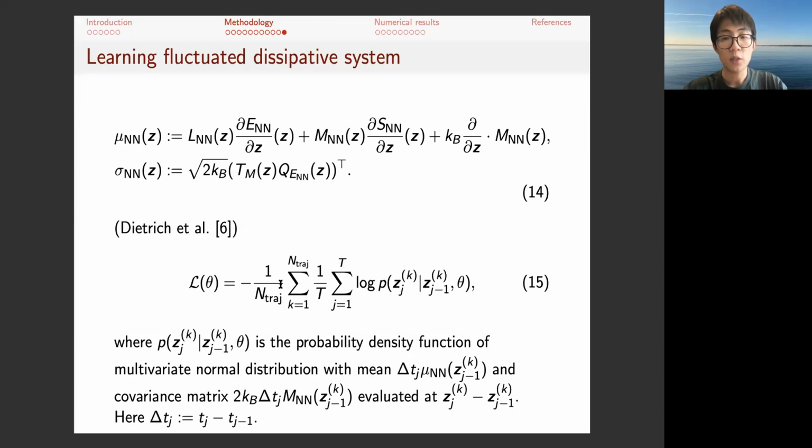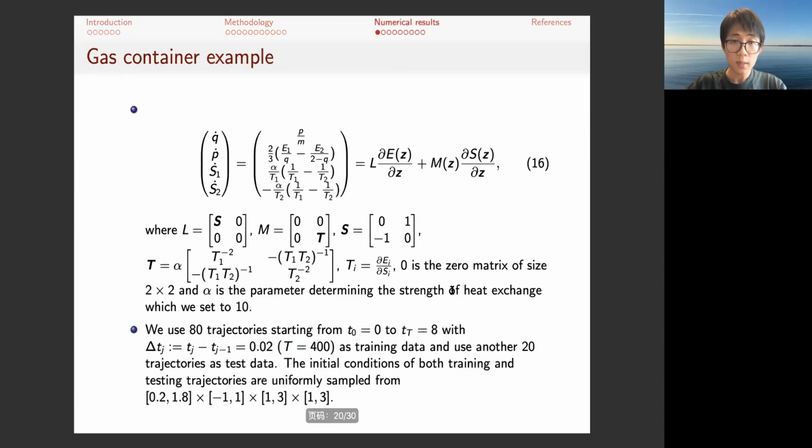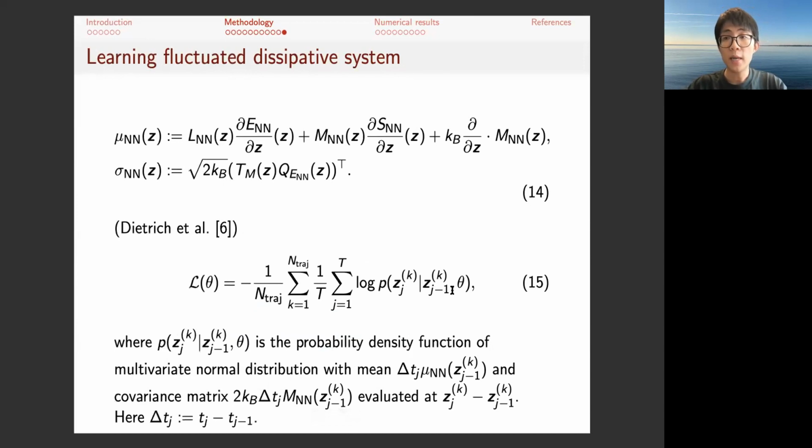So this loss function can be easily implemented in PyTorch. And so these are all the methodology we are utilizing. In summary, we propose a method which can work both on deterministic and stochastic ODEs, and can handle two different scenarios where we know L and M, or we don't know any one of them. And the two approaches are not the same.